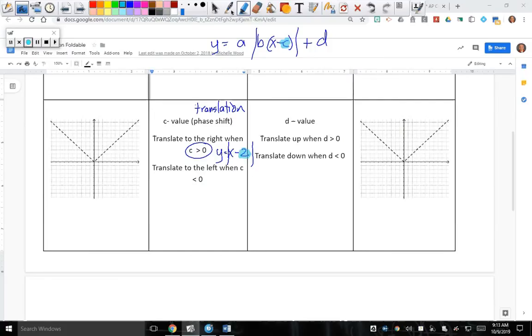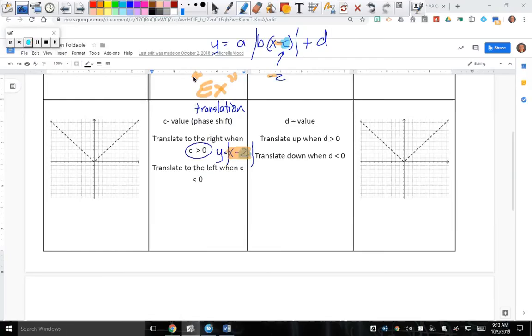Because if C was negative and I put a negative 2, what would this negative make this into? Positive. You with me? So the easiest way I teach students is that whatever you see with the X, we're going to interpret the opposite. So when I see X minus 2, it almost looks like I should move 2 to the left. You with me? But since I'm with the X, I'm not moving 2 to the left. I'm moving 2 to the right because I'm doing the opposite.